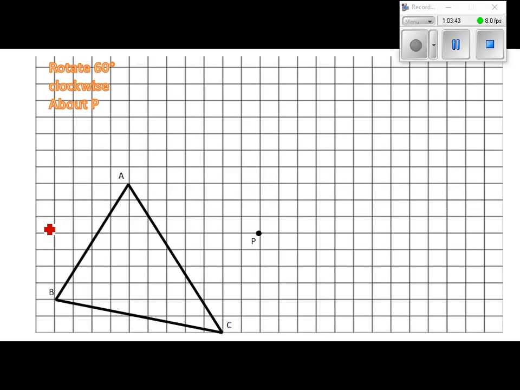Let's connect P to A. This time I'm going to try not to use my straight edge and everything. Let's see how close I can get. So I connect P to A. This time we want a 60 degrees clockwise turn. So let's come over here. How many degrees is that? About 90, right? 60, about 2/3 of that. Does that look like a 60-degree angle? Yeah, somewhere close.